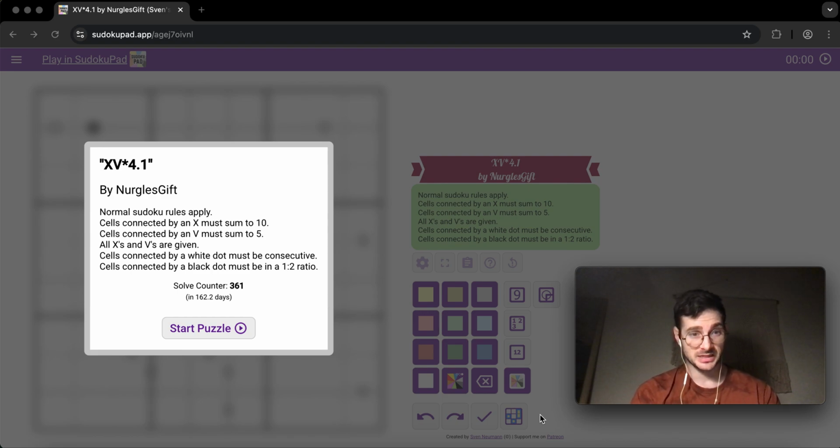All X's and V's are given, which means that if two digits do not have an X between them, they cannot sum to 10. Those digits are adjacent. And if two adjacent digits do not have a V between them, they cannot sum to 5. Cells connected by a white dot must be consecutive. Cells connected by a black dot must be in a 1-to-2 ratio. It sounds like a lot of rules. This is mostly an XV puzzle, so that's the one that we'll focus on, and let's get started.